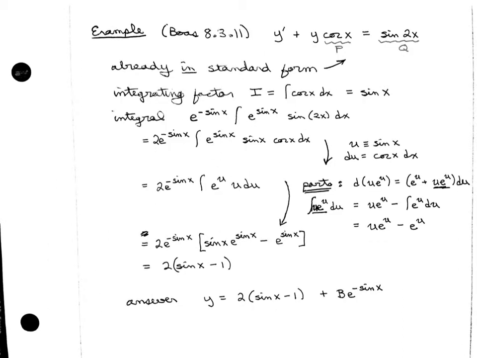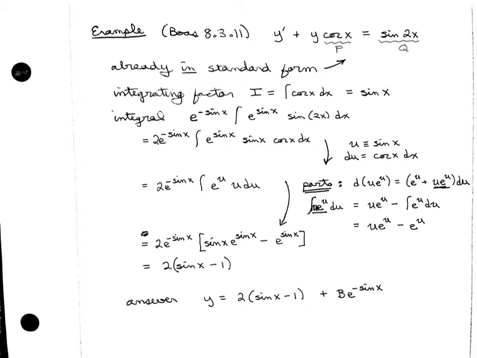Let's do a second example. As you can see, this one is already in standard form, so we can immediately identify the factors p and q. To calculate the factor I, we simply integrate cosine x to obtain sine x, so our integrating factor e to the I is e to the sine x.